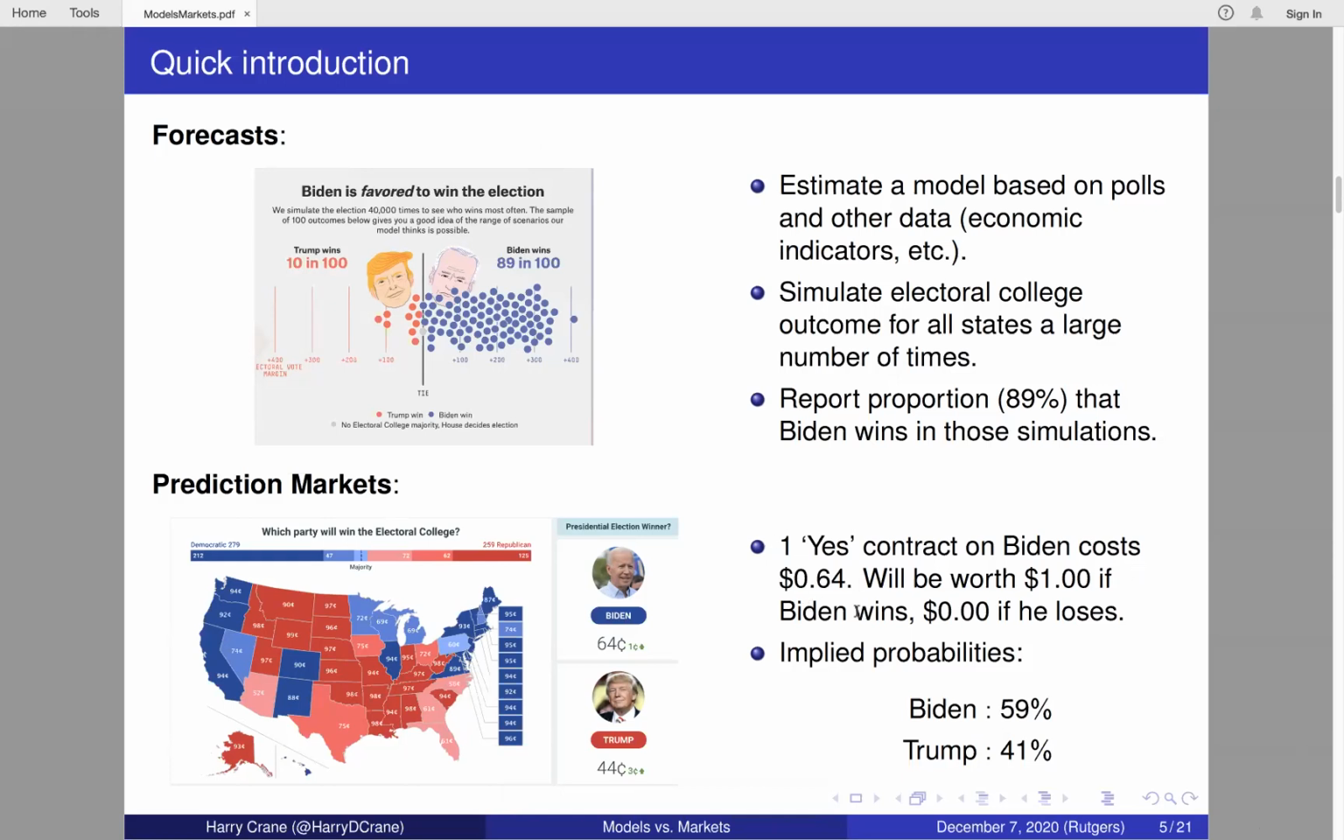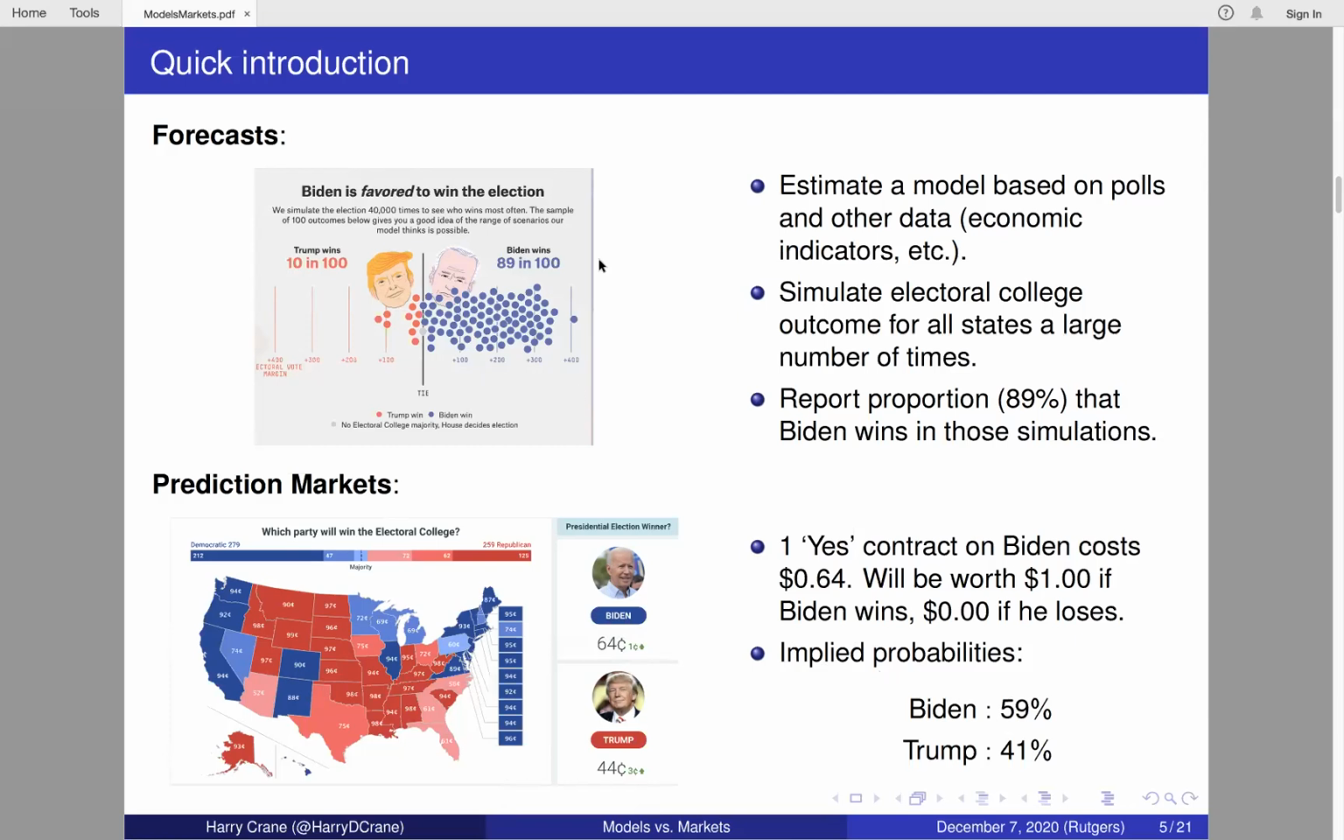These prices offer an implied probability in terms of what percentage of the money is being bet on Biden versus Trump. In this case, you see that the prices actually add up to more than $1, and that's reflecting some kind of market inefficiency that I'll talk about. But if you were to account for that and just normalize probabilities to 1, you would get an implied probability of Biden 59%, Trump 41%. So this again shows the discrepancy between the markets.